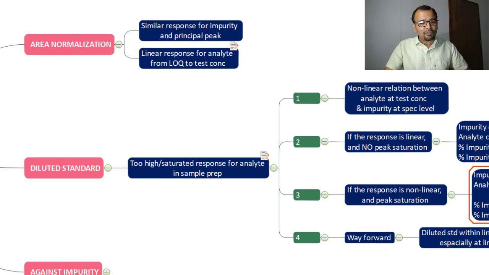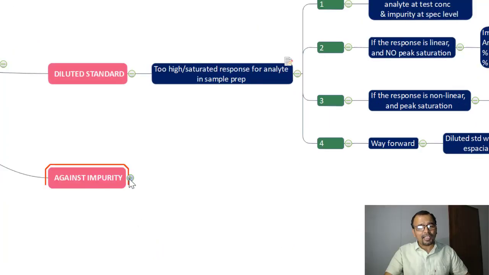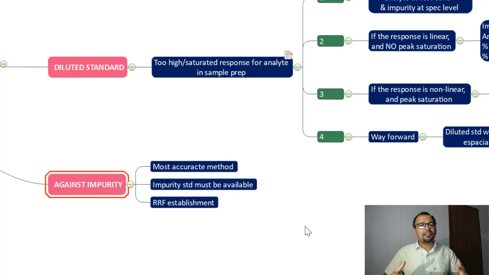And the third one is the against impurity standard. Now, this is the most accurate method, because you are quantifying impurities against the impurity standard. But the challenge for using this technique is what? The availability of the impurity standards. Because the impurity standards sometimes are not available, they are costly, time consuming, they are unstable, and because of that, you may not be able to use impurity standard during every analysis for the chromatographic purity.